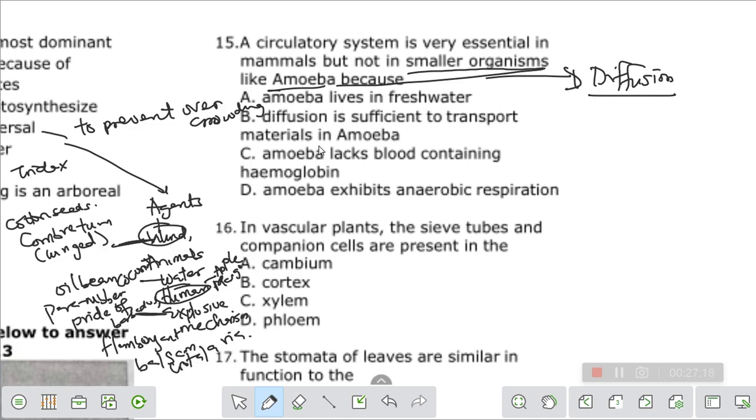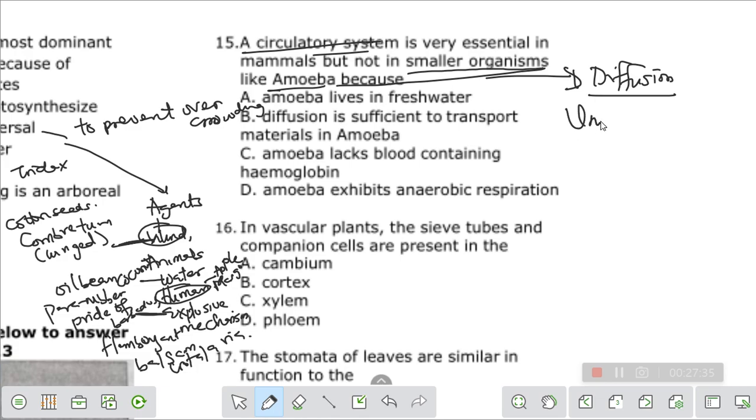But we humans, we have millions of cells. If you know the number of cells in the kidney alone, the kidney contains 3 million nephrons. So you cannot compare us with amoeba with only one cell. So that's why we go for option B.